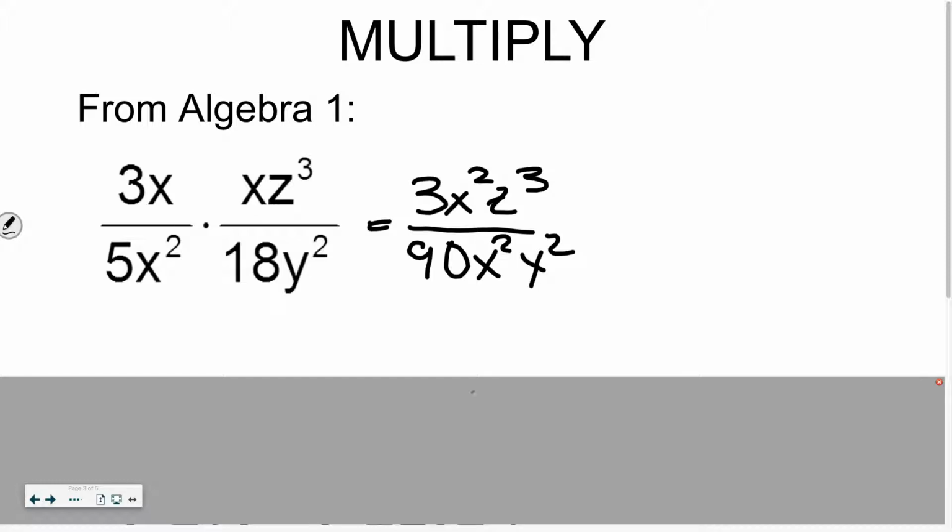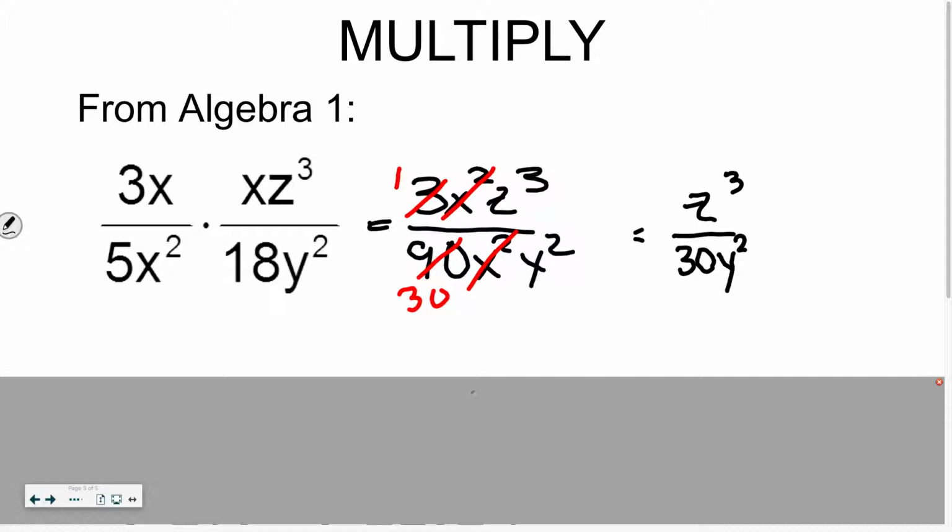Okay. And then after you multiplied, you would simplify, right? Make sure that it's in its simplest form. So the x squareds cancel, and also 3 and 90 share a common factor of 3, so we could reduce them. That would be 1 and 30. So we'll come up with z cubed over 30y squared.